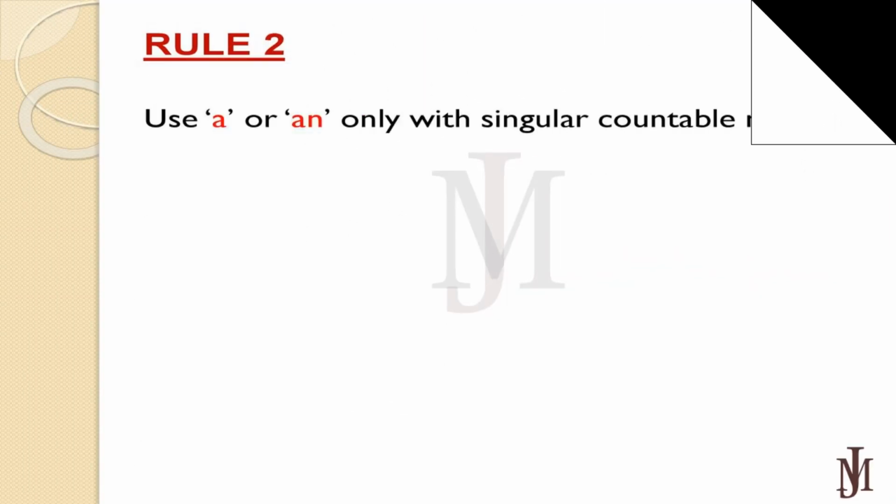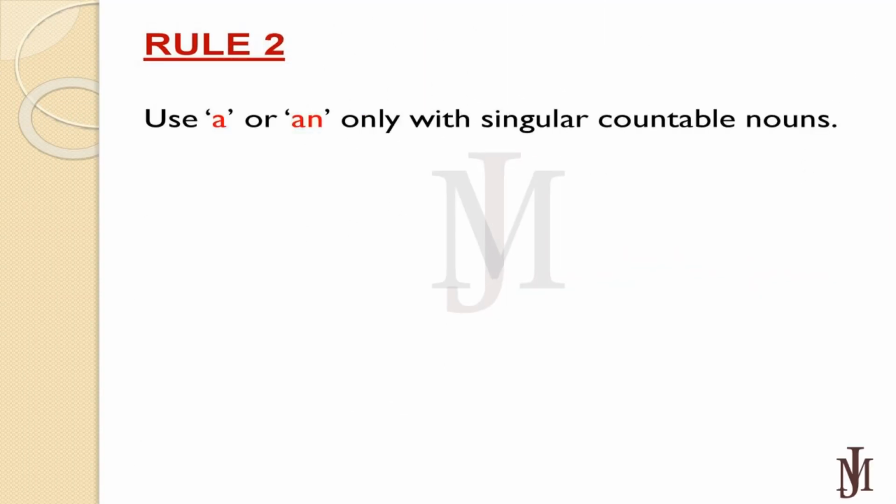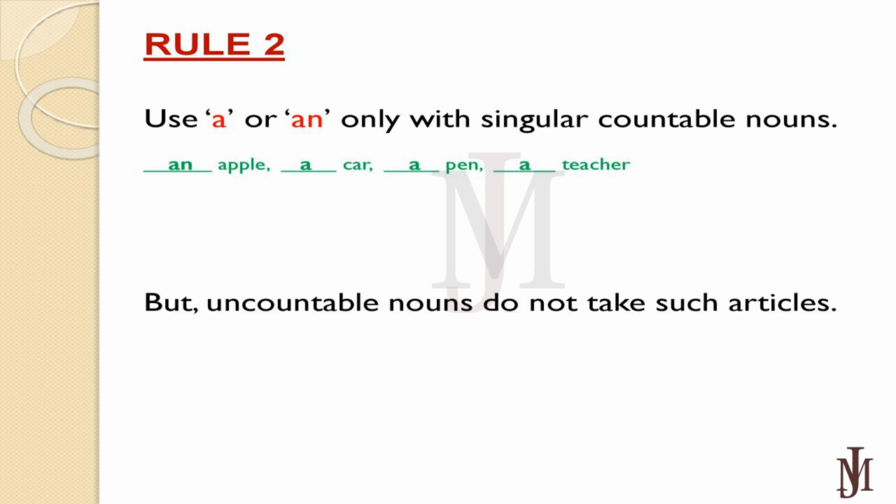Rule number 2. Use a or an only with singular countable nouns. A noun is countable if we can count it by 1, 2, 3, 4, etc. So we say an apple, a car, a pen, a teacher. But uncountable nouns that cannot be counted this way do not take such articles. We don't say a water, a sugar, an air, a knowledge, etc.